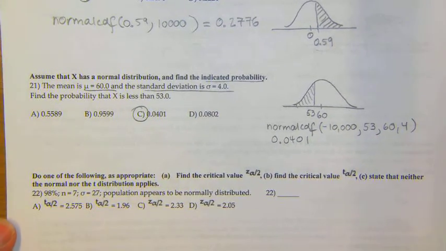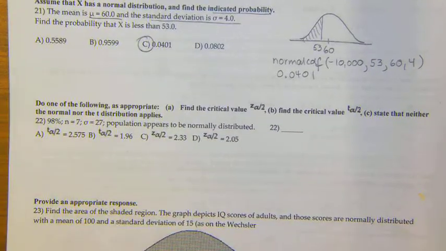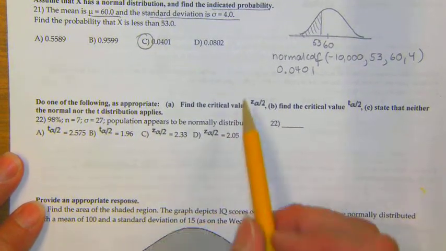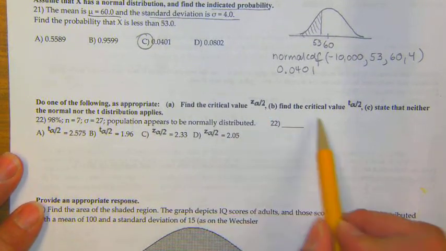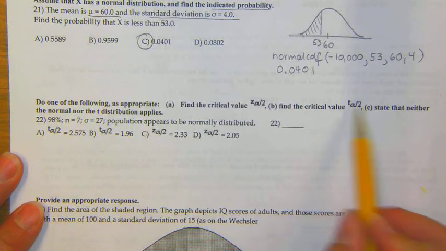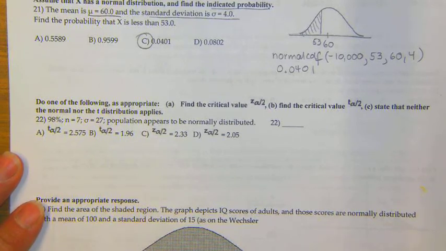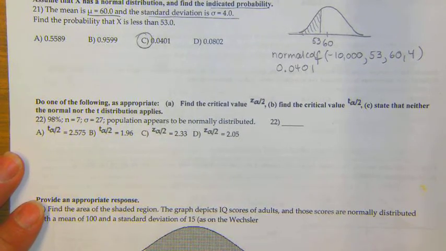Alright, that's number 21. Number 22 asks us to find some critical values. So do one of the following as appropriate. Find the critical value z alpha half, find the critical value t alpha half, or state that neither the normal nor the t distribution applies. So we're going to check our requirements over here. We need to have a sample size greater than 30 or a normal population.